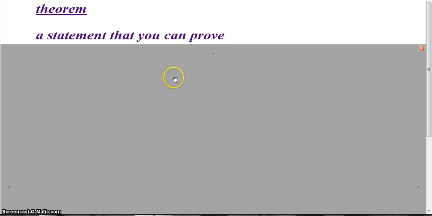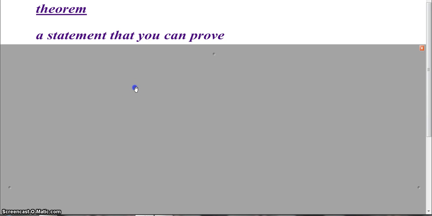Okay, we know what a biconditional statement is, and we know that it can help us define something. It can help us create a definition. A theorem is something a little different. It's not a biconditional statement. A theorem is, however, a statement that you can prove. A statement that you can prove. Once proven, it could be used in a proof for justification of a step.